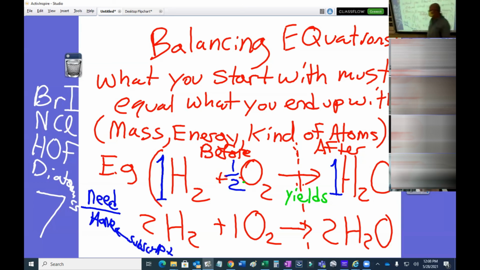And you can't have fractions in balanced equations. So what do I do? This is where I put the 2. The 2 in front of this reaction multiplies times all the coefficients. So 2 times 1 is 2. 2 times 1/2 is 1. 2 times 1 is 2.